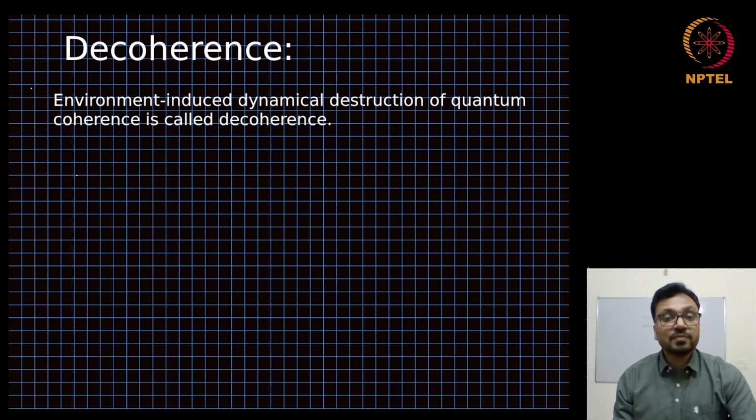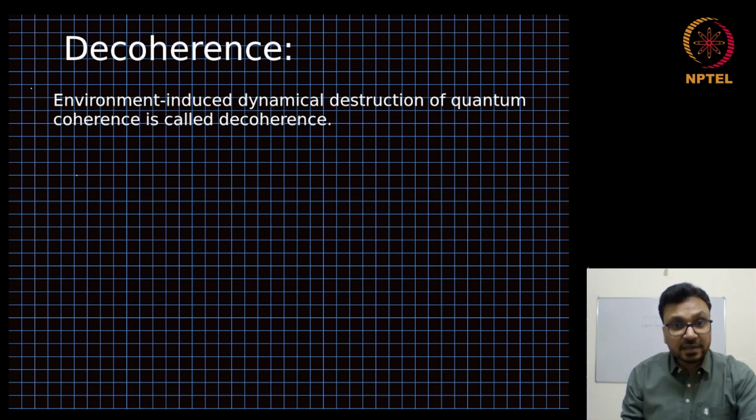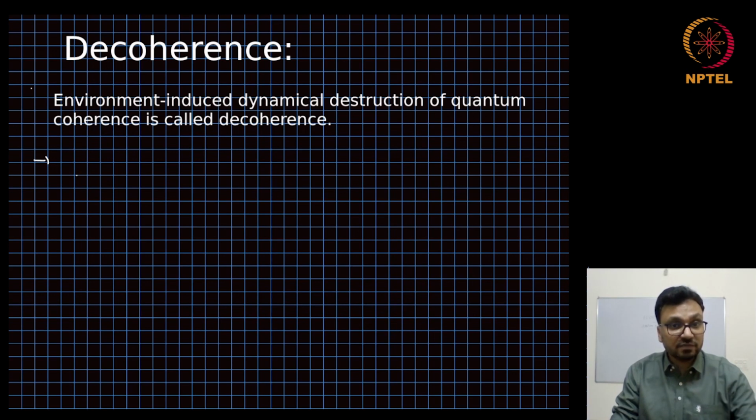And there are some dynamical processes which destroy this coherence, and hence we do not see any quantum effect in those systems. And how does it come about? What we have done till now, the Lindblad master equation and all, are the more general equations for the dynamics of an open quantum system. Technically, decoherence deals with a specific kind of interaction of the system and bath.